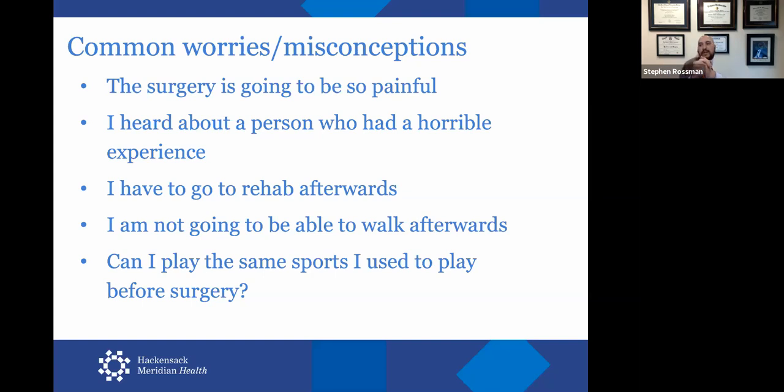But in general, doing things like playing golf, playing doubles tennis, people ask if I skied. Well, if you skied beforehand, I would say it's okay. If you've never skied before and you're 60 years old and you want to take it up after you had your hip replacement, now's probably not the time to do that. But in general, you can still lead an active lifestyle. That's the whole reason why we do this, so you can lead an active lifestyle.